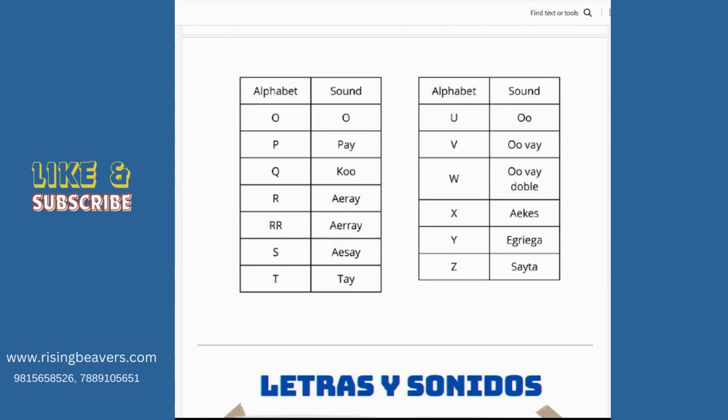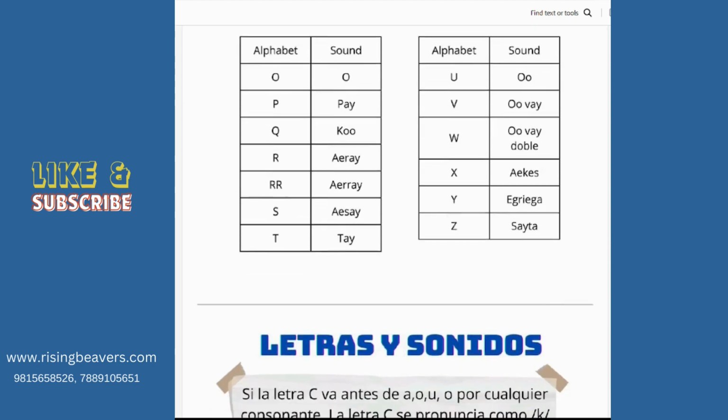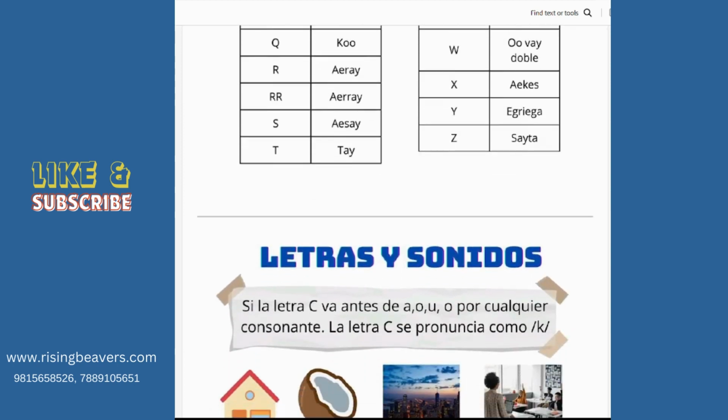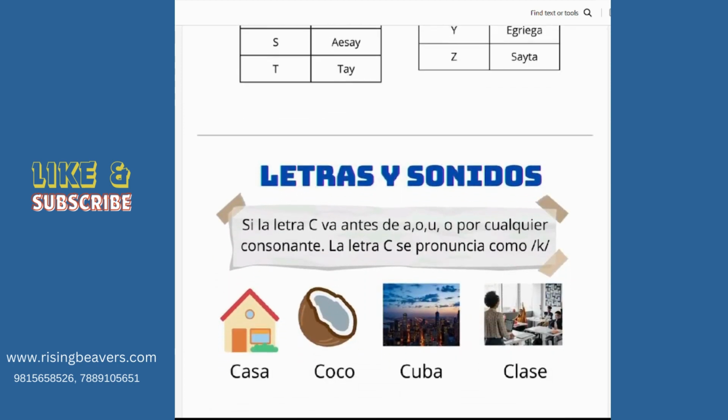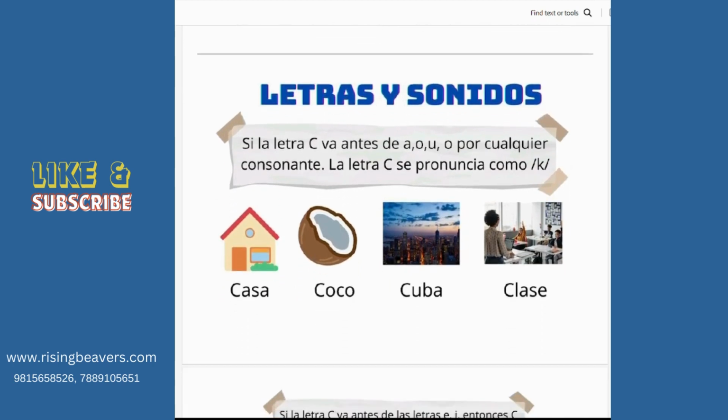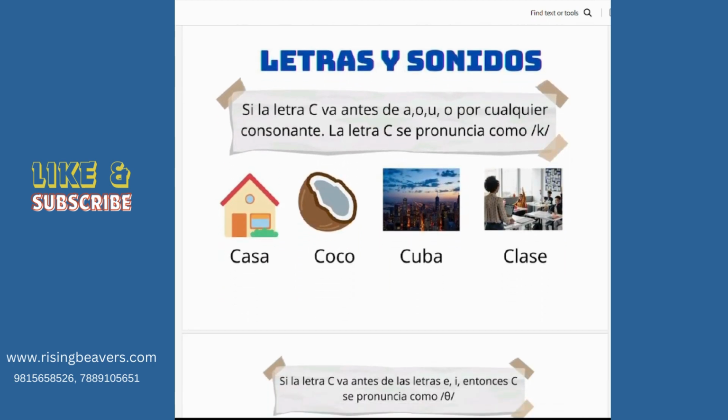So next topic we have letras y sonidos. Any idea what the meaning of letras y sonidos is? No? Okay, no problem. I'll tell you. Letras is letters, y means and, sonidos is sounds. So we are going to learn some sounds of alphabets.